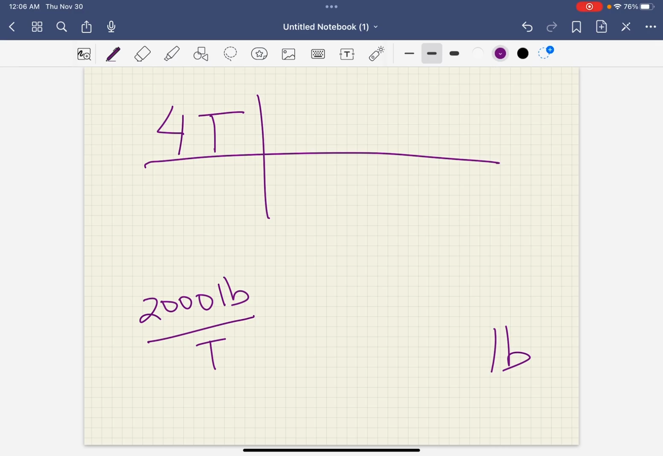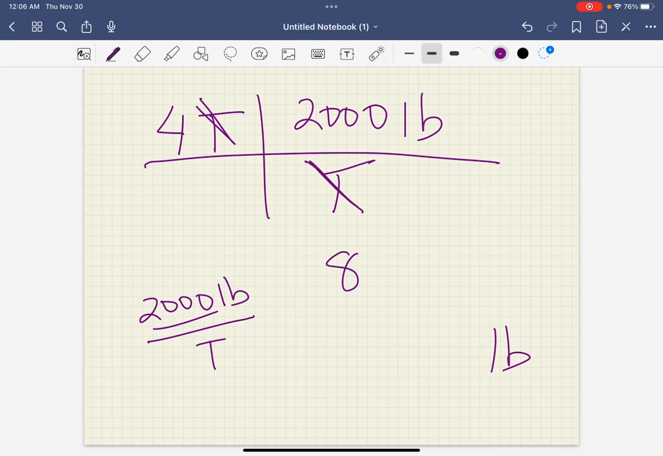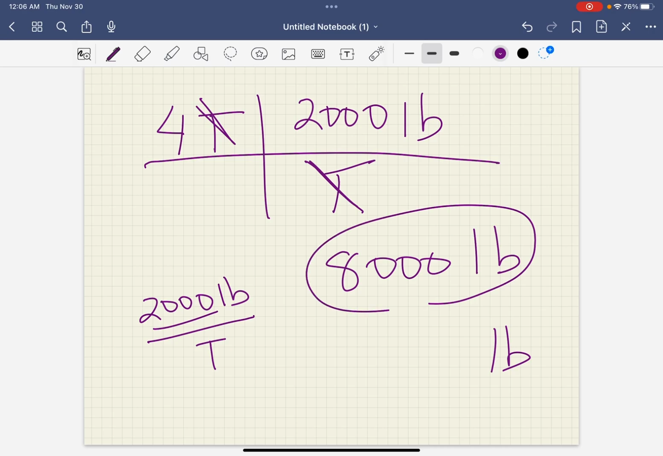So I need to put tons down here, which means pounds goes up here, and it says that there are 2,000 pounds in a ton. So here, the tons cancel. And we have 4 times 2,000, which is 8,000 pounds. Okay? All right, so get used to using this method right here. It'll save you in the long run.